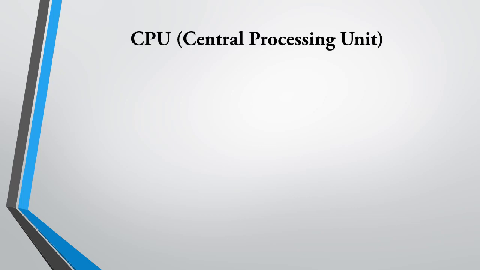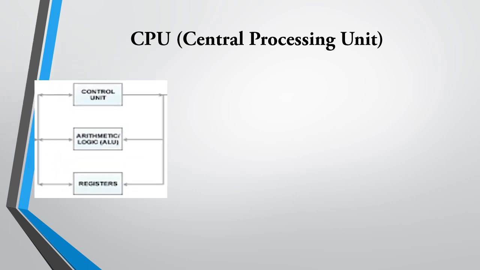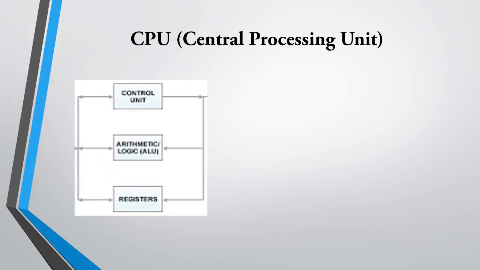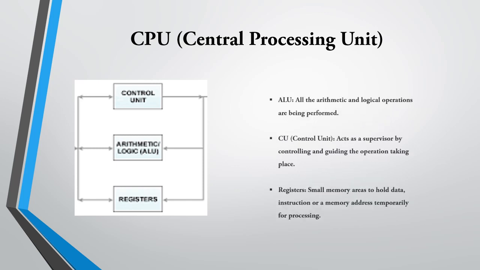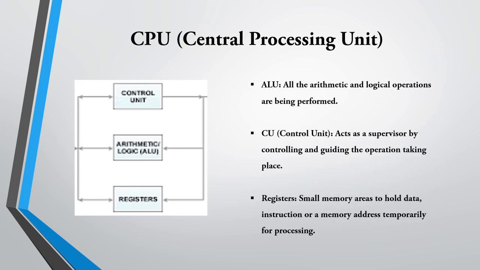The third part is CPU. What is the expanded form of CPU? Central Processing Unit. The CPU or the Central Processing Unit is the main control center and processing unit. It is also called the brain of the computer. Why is it so? Because it guides, directs, controls and governs the performance of a computer. That's why it is called the brain of the computer.